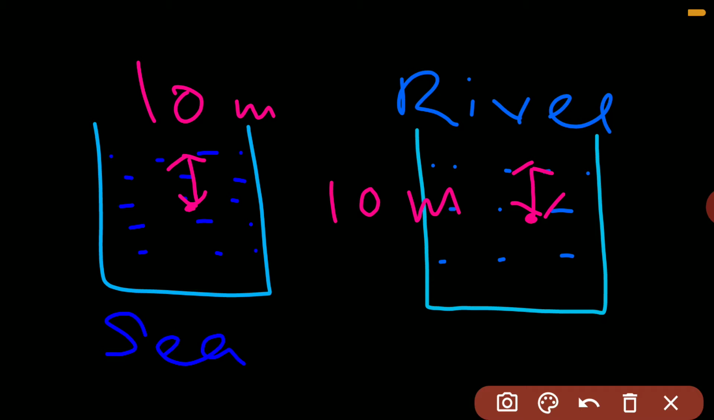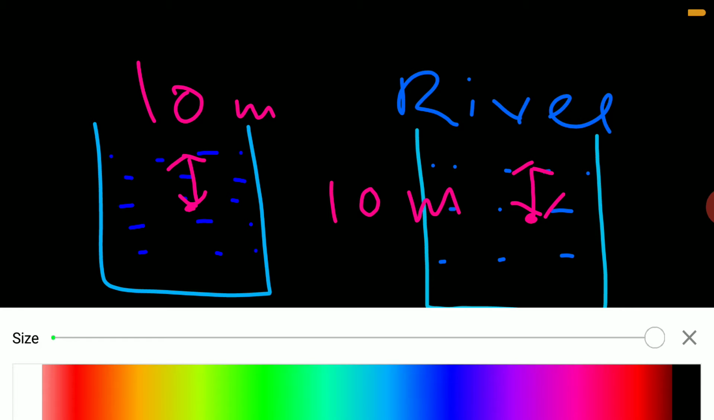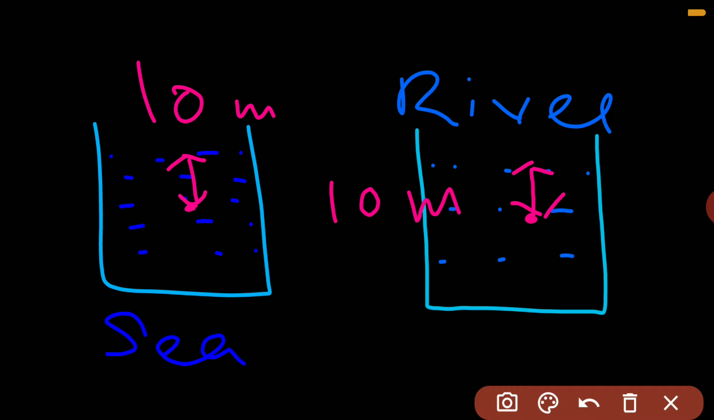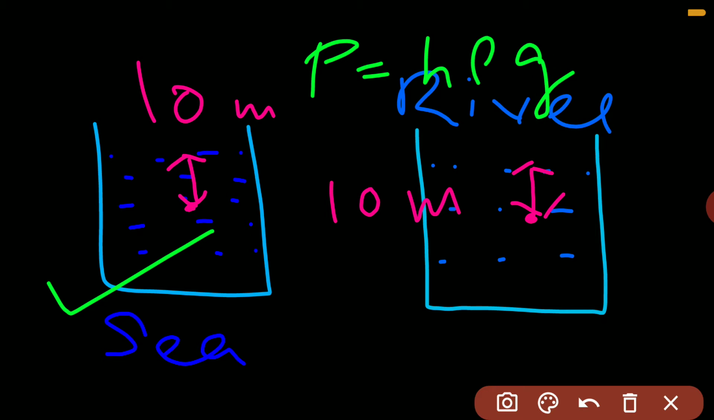So which object, 1 or object 2, will experience more pressure? Obviously object 1, because of the formula P equals h rho g, because the density of the seawater is more than the density of the river water. I hope you understood the first consequence. Let us go to the second consequence.